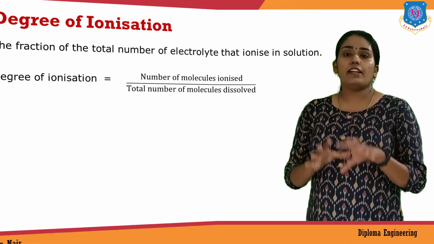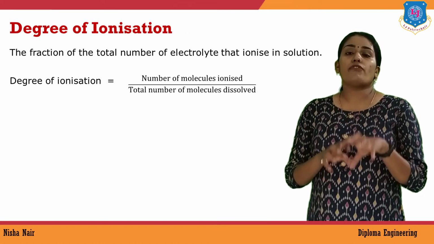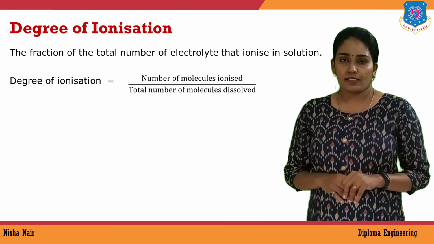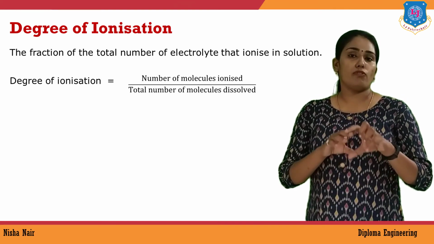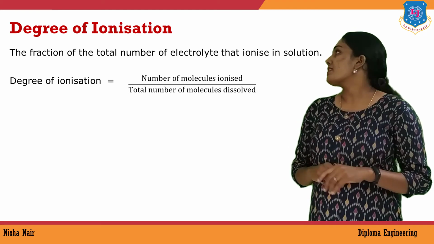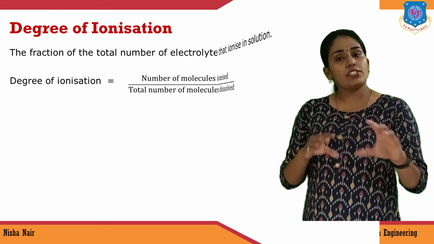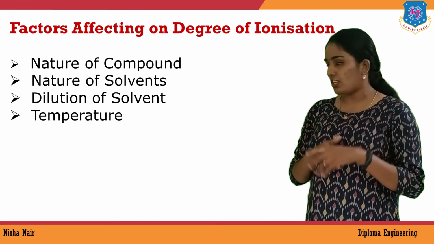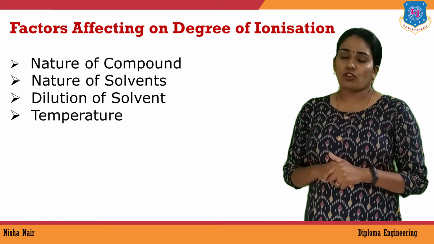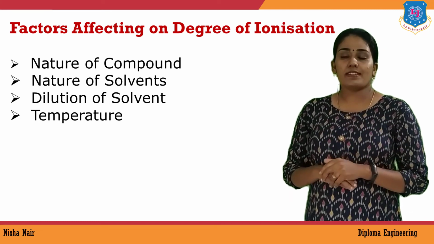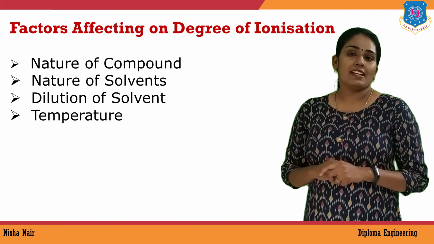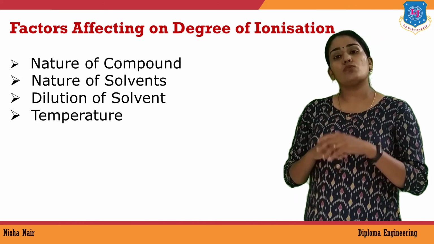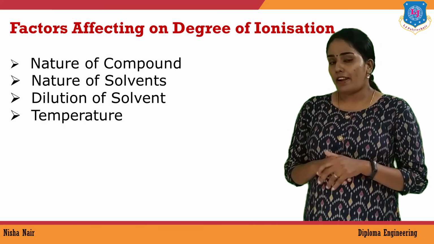As we know, degree of ionization means the fraction of the number of molecules that get ionized in the solvent. It is the mathematical representation of the process of ionization. And there are different factors which affect the degree of ionization. First is the nature of the compound, second is the nature of the solvent, then dilution or concentration, and fourth is temperature. So these are the factors which affect the degree of ionization.